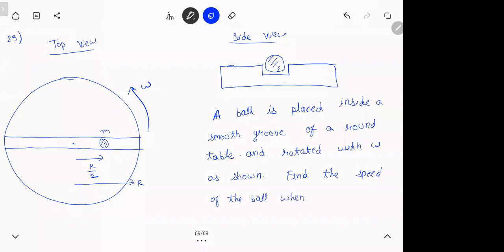Hope everyone agrees that it's going to come out. The centrifugal force is pulling it out, so it moves out. So the question is, what is the speed when it comes out? Try it. It's a good one.